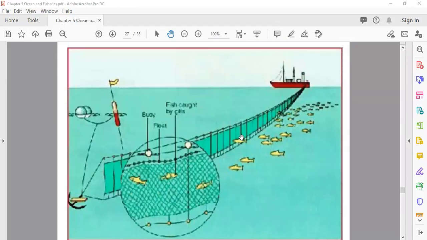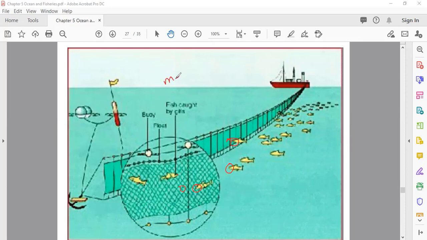And sometimes like this also, the fish come and they get caught. And from where do they catch? From the gills. You know that fish have gills from which they take breath. When they reach there, their gills will get stuck inside the mesh.